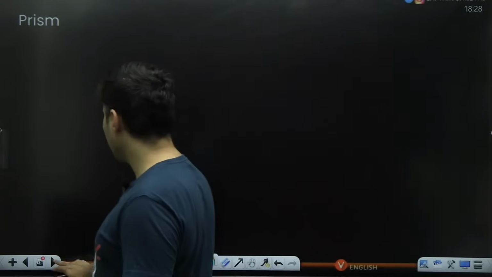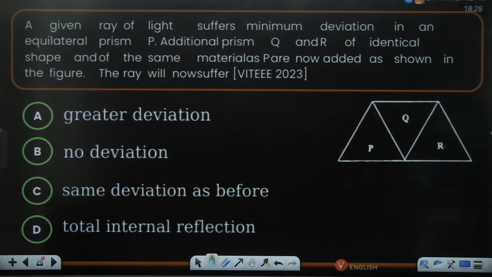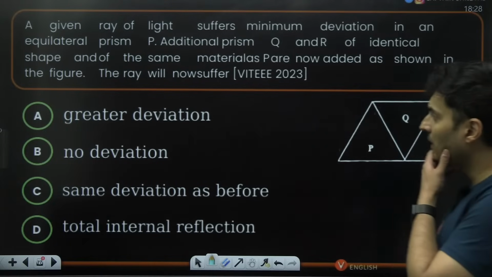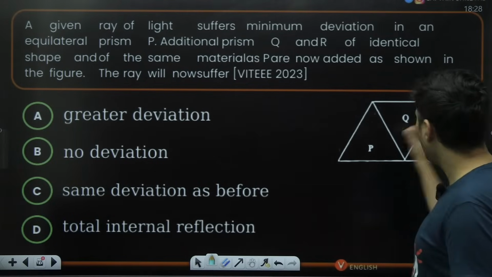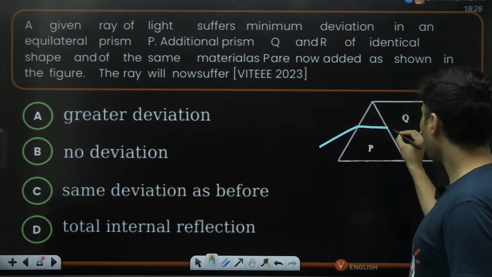All right. Prism related questions. Let's do it, guys. A given ray of light suffers minimum deviation in an equilateral prism. Additional prisms Q and R are placed, of identical shape and material. So now the ray will suffer... Oh, it is equal, no? So the ray will go like this. It will go like this.